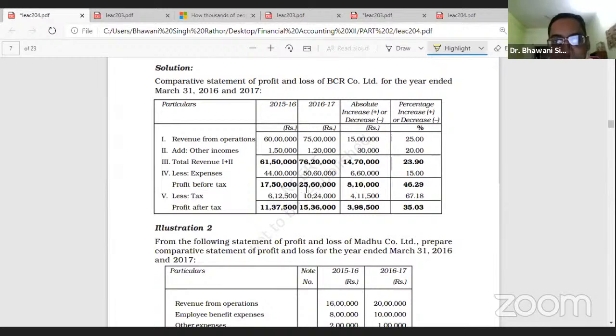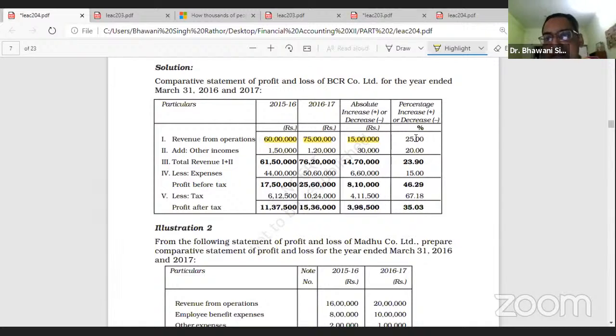For example, here we have 75,000 and 60,000. If we subtract 60,000 from 75,000, we get 15,000. Sorry, this is 60 lakh and 75 lakh. So you get 15 lakh. That is in absolute terms. That is the absolute change.